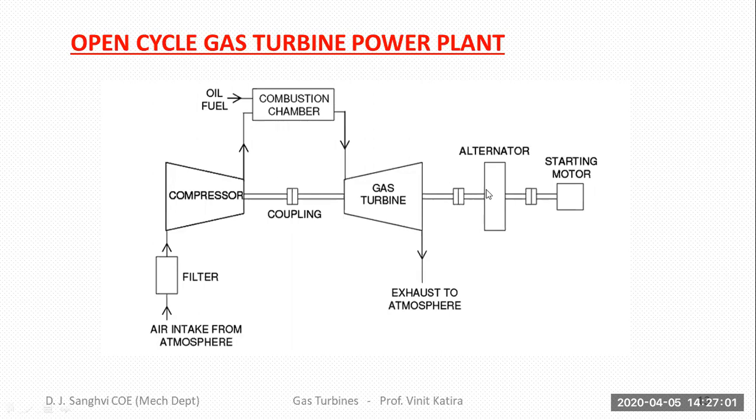That turbine is connected to the alternator, or your electricity generator. That again is connected to the starter motor. As I had mentioned before, you need a starting mechanism for gas turbine power plants. So here your products of combustion are directly exhausted to the atmosphere. There is no need for an additional heat exchanger to cool the products of combustion. Because it is an open cycle, you can directly allow the products to exit into the atmosphere.